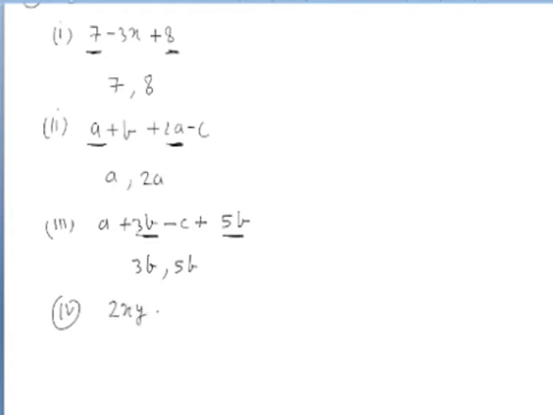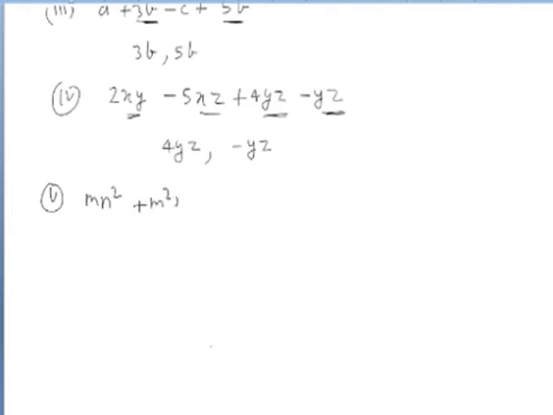2xy minus 5xz plus 4yz minus yz. Okay, so here just see the variables: here xy and here xz, so both are different. But here yz and here yz, and the degrees are also the same: degree of y is 1, degree of z is 1. So like terms are 4yz and minus yz.